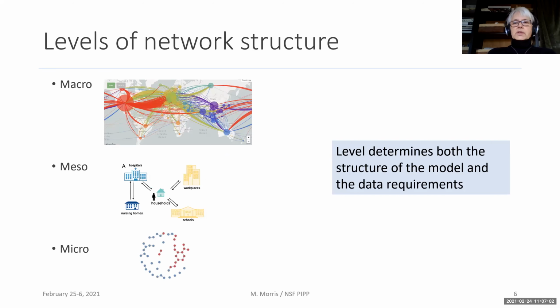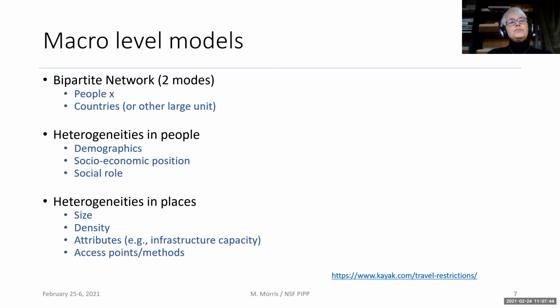So there are multiple levels of network structure. At the macro level, you might be talking about pandemic transmission around the globe. At the meso level, you may be talking about transmission in a larger community where it's structured by things like social contexts, hospitals, workplaces, schools, etc. Or you may be interested in a smaller setting where you're really representing at the micro level the actual interactions between each node and each other node. The level of the model that you are using really determines both the structure that you're going to employ and then, of course, the data requirements.